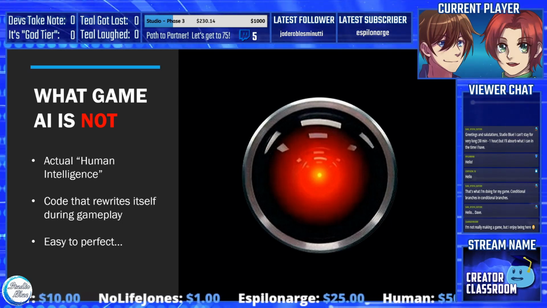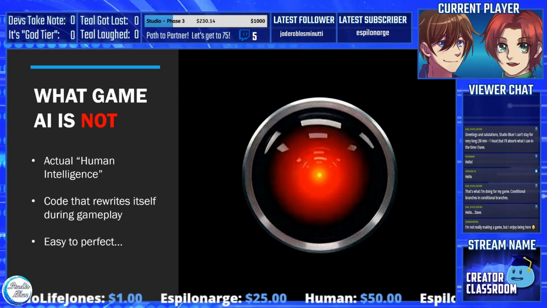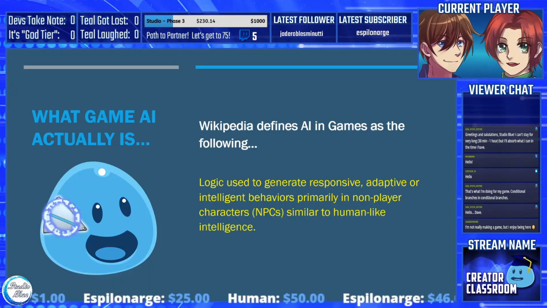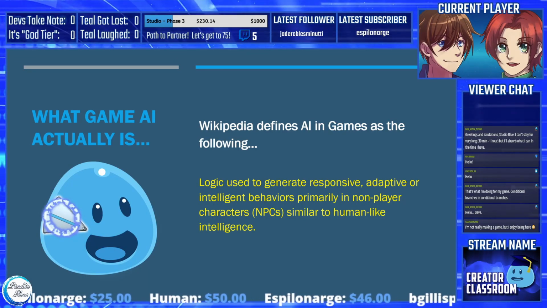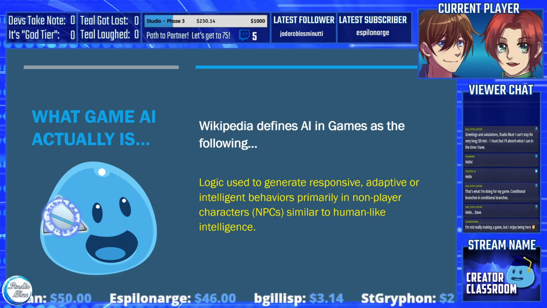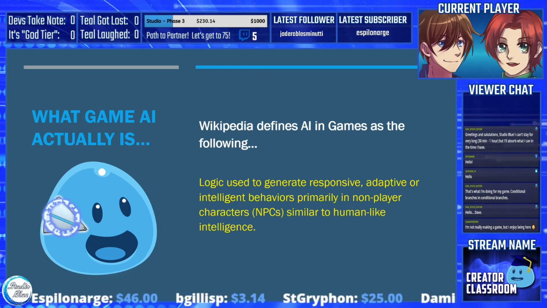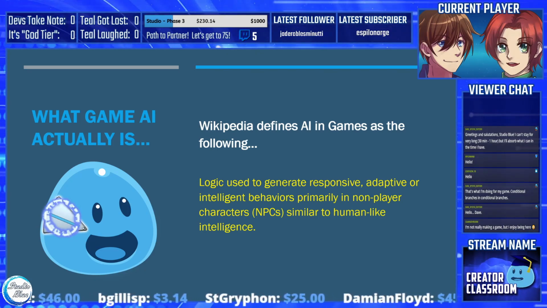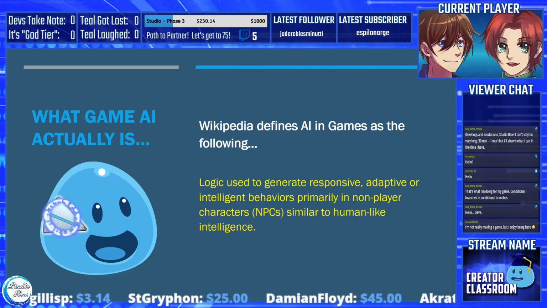So, what exactly is game AI? What is this mysterious thing? Well, we're going to use Wikipedia's definition: it's logic used to generate responsive, adaptive, or intelligent behaviors, primarily in non-player characters, similar to human intelligence.